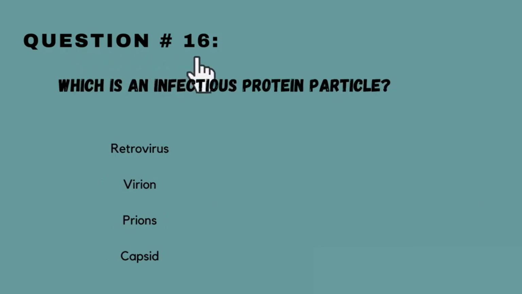Question number 16. Which is an infectious protein particle? We know prions are infectious protein particles. So correct answer is again C, prion.